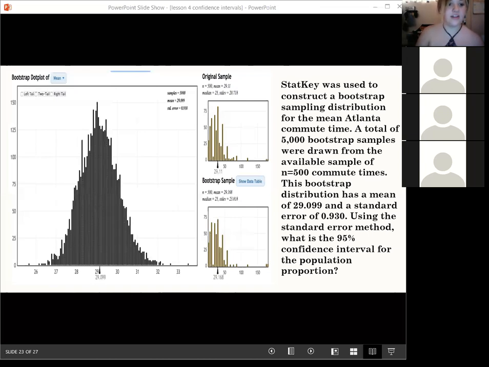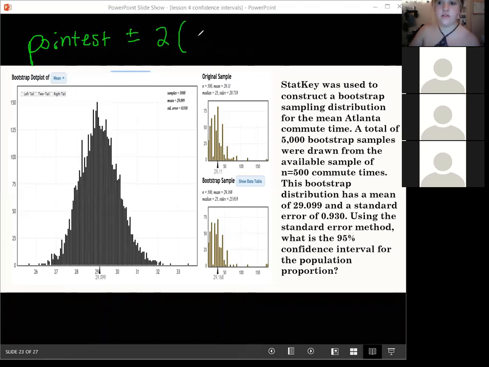Yay, absolutely. You guys did a great job with this one. So let's review how we got this. So remember, our standard error method does use this general point estimate plus or minus. We're talking about a 95% confidence interval, so 2 times our standard error. So I'm just going to go down here and do that. So our point estimate here is going to be from our bootstrap distribution mean.